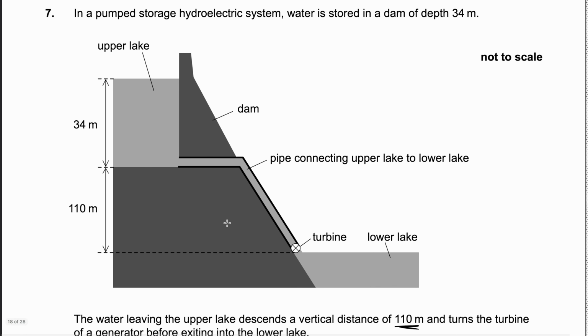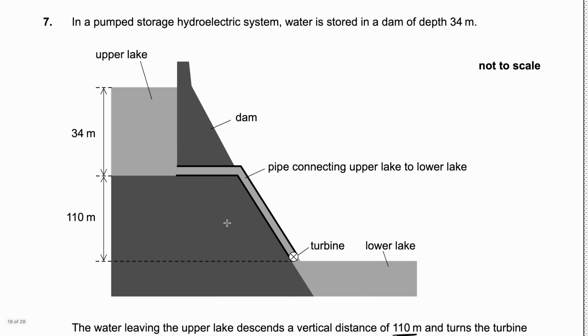First thing you have to realize is that some of the water here travels a distance of 144 meters, while the water here only goes for about 110 meters. So you have to take an average. I'm going to denote this as h bar equal to 110 plus 144 divided by 2, and that'll give you a value of 127 meters.